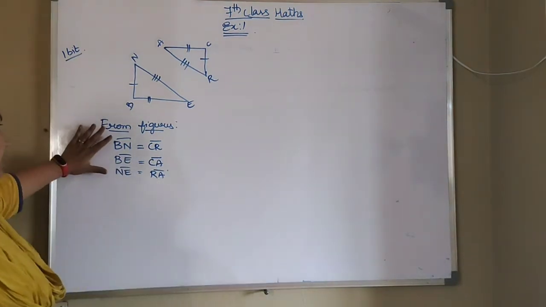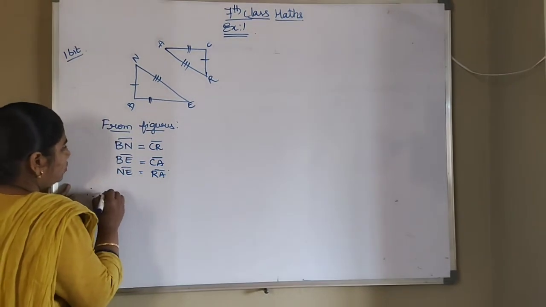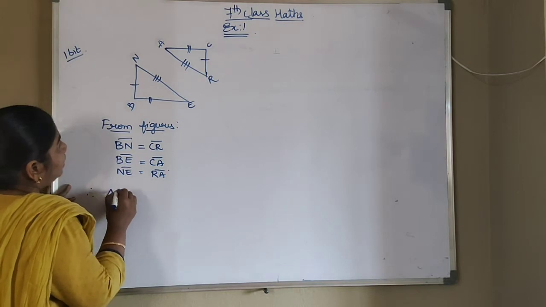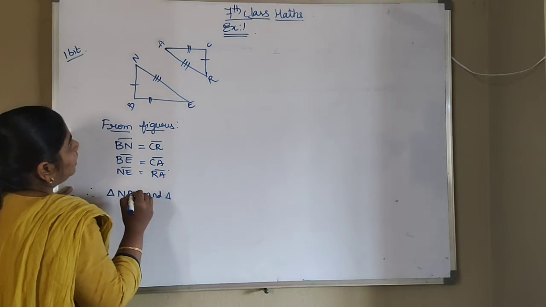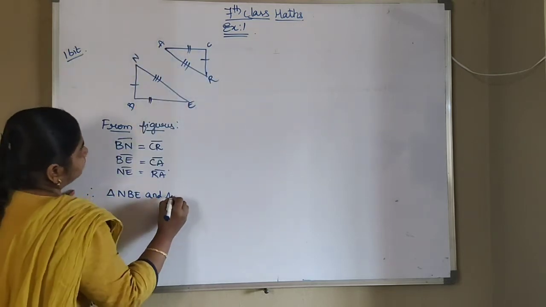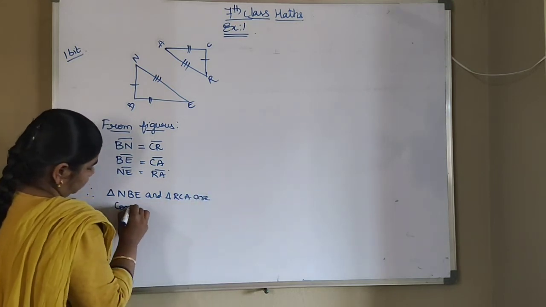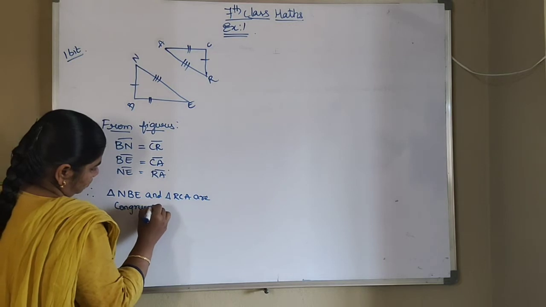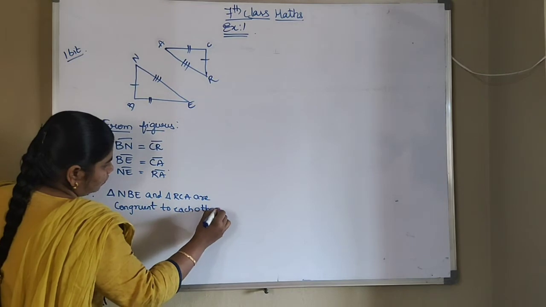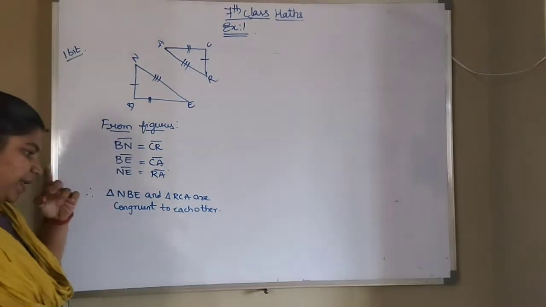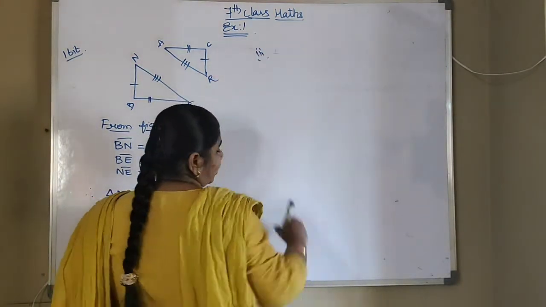Okay, so these three sides are equal here. So we can say that therefore triangle NBE and triangle RCA are congruent to each other. So this is our first bit in first bit value. Next is second one, we will see whether they are congruent or not, we will check.